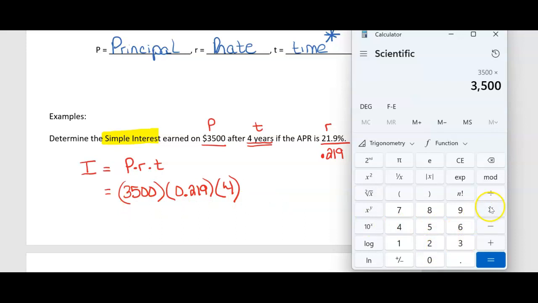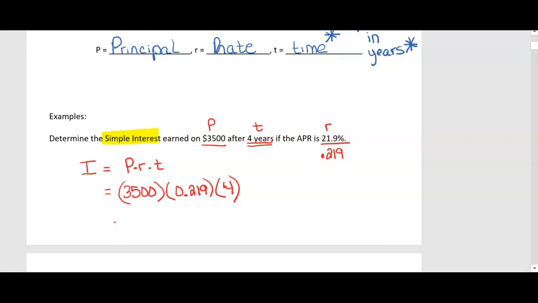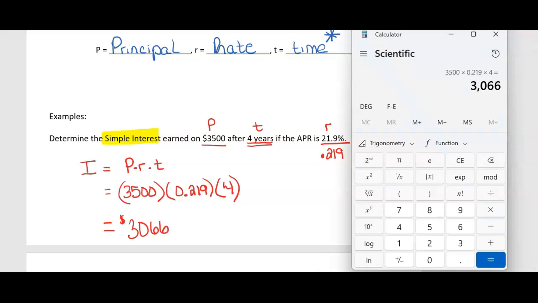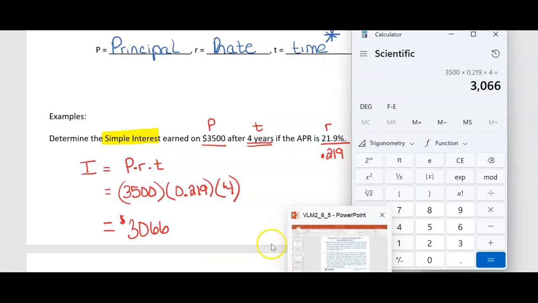3,500 times 0.219 times 4 years. And when we hit equals, we see that the interest on this loan would be $3,066. And I'll bring the calculator back up so you can see that again. 3,066. Let's look at a second one.